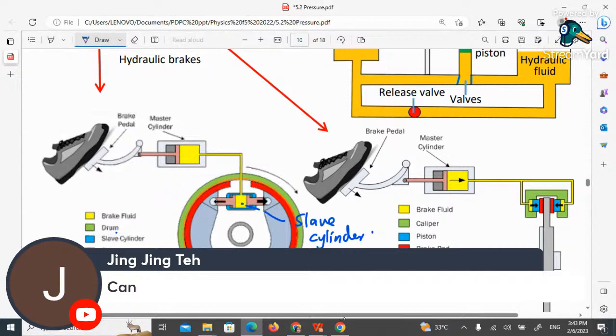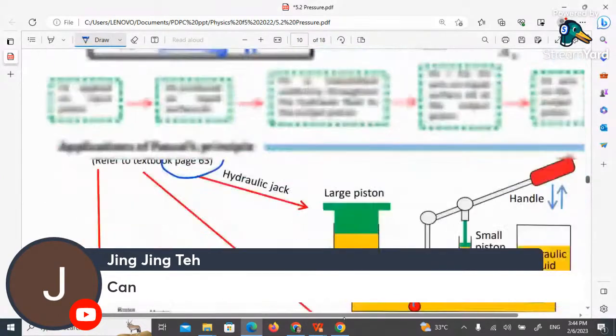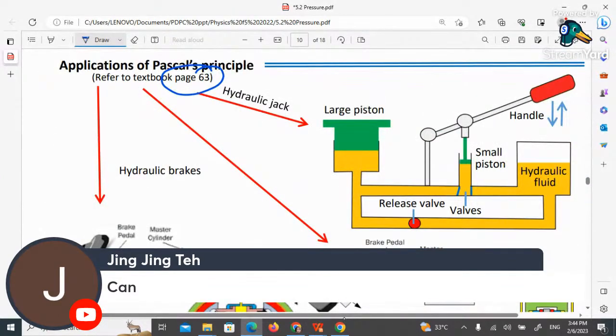Same thing here: brake pedal, master cylinder. The piston is pushed close to the brake shoes. Ini daripada depan, ini daripada sisi brake shoes. And then it produces friction that is able to stop the car. Okay, so ini ialah hydraulic brake and this one is hydraulic jack. Jadi ada dua application di sini.